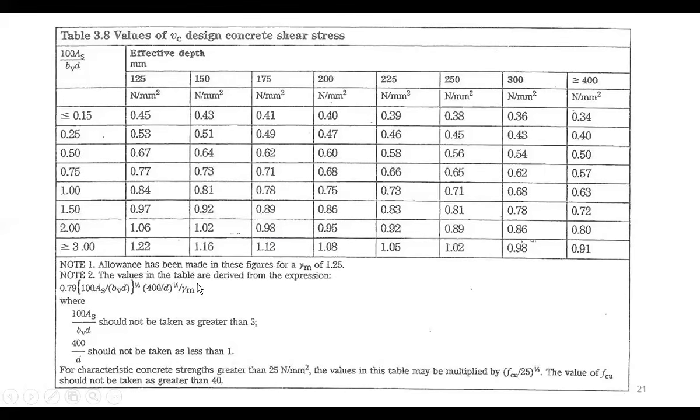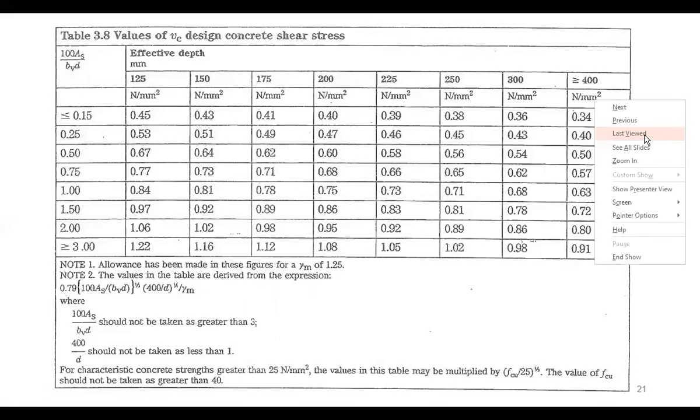And you should also keep in mind that this VC, the value of VC here, is calculated for concrete strength of 25 megapascal or less. So if you have a concrete strength of 30 megapascal or 40 megapascal, you have to multiply the values that you calculate from this table or from this equation by this factor here, FCU divided by 25 to power 1/3. So you multiply the values that you get from this table or from this equation by FCU divided by 25 to power 1/3. Okay, this is about the shear, and it will be more clear when we go and solve an example together.